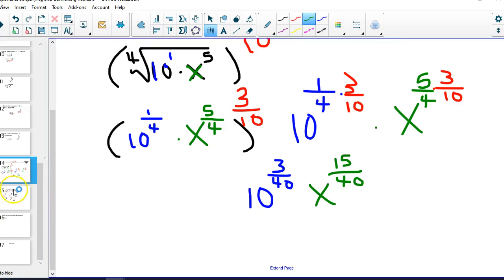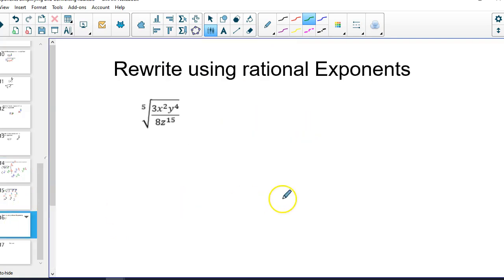Okay. Let's see if we can look at another one. It's a little interesting. Okay. So, if I want to rewrite our rational exponents, we're going to treat each of our different terms individually. Now, let's look at each of our terms.